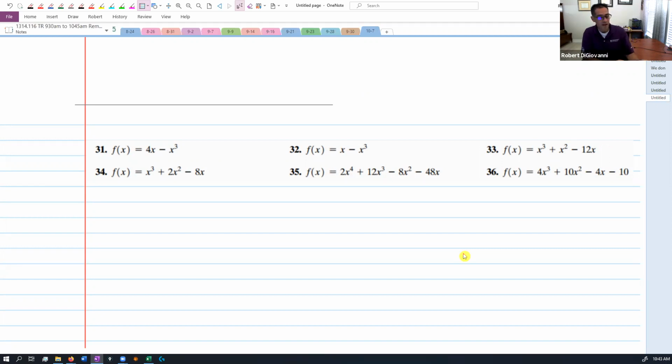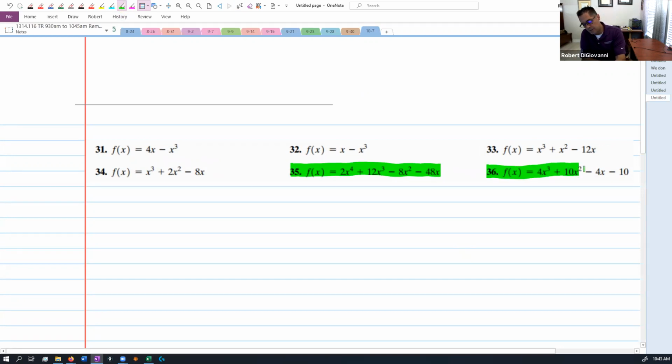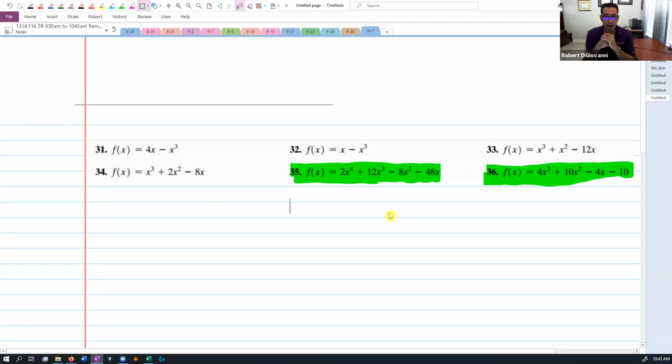And I will warn you ahead of time that 35 and 36, when you set those equal to 0 for step 2 and you factor, you're going to need to do factoring by grouping, which we haven't done a lot of. So if you just do 31, 32, 33, 34, that's fine. You should be able to do those just with the factoring you know already. But 35 and 36, we can talk about those next class, if you have issues with them.